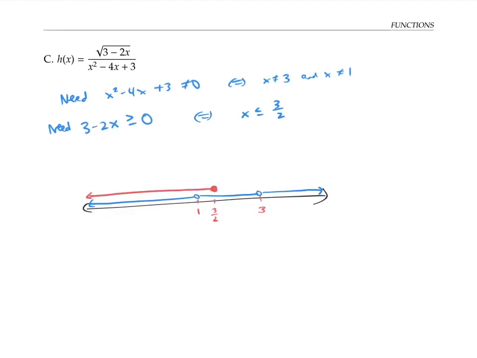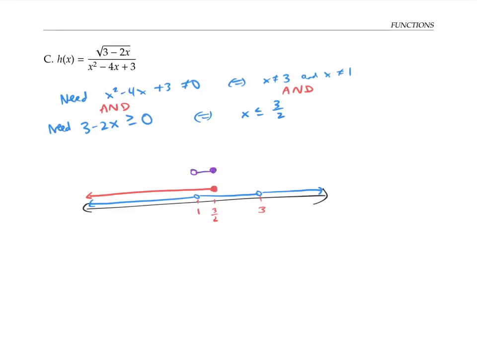Now to be in our domain and to be legit for our function, we need both of these conditions to be true. So I'm going to connect these conditions with an and. And that means we're looking for numbers on the number line that are colored both red and blue. So I'll draw that above in purple. So that's everything from 3/2 to 1.